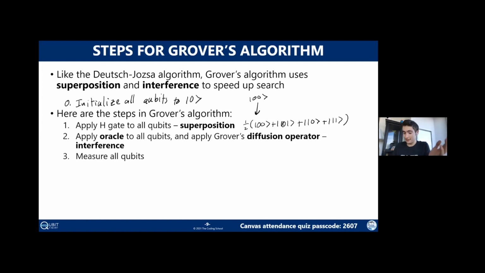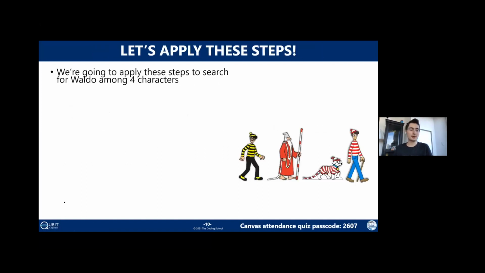Okay, this is it for the Grover search algorithm, by the way. There's only these 3 steps, but like I said, step 2 can get a little bit complicated. So let's talk about them in a little bit more detail.